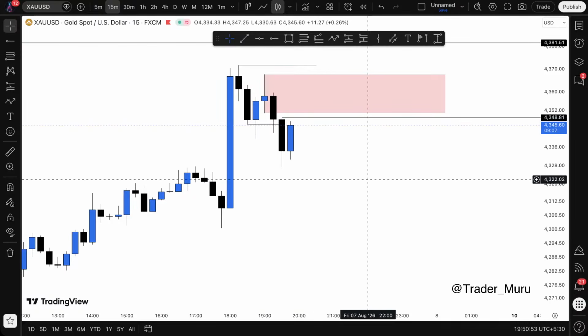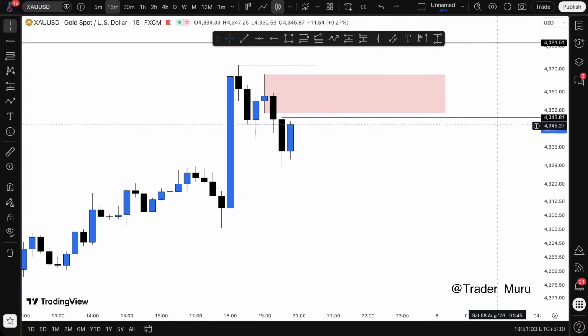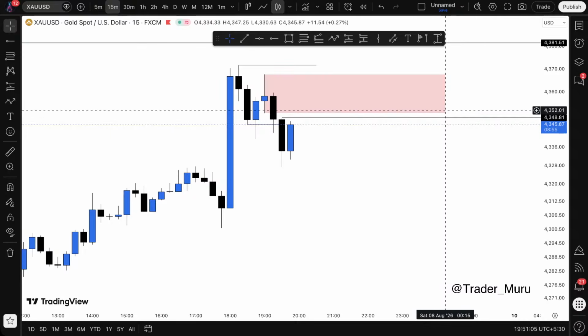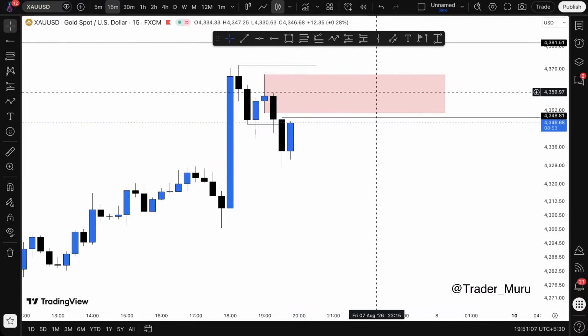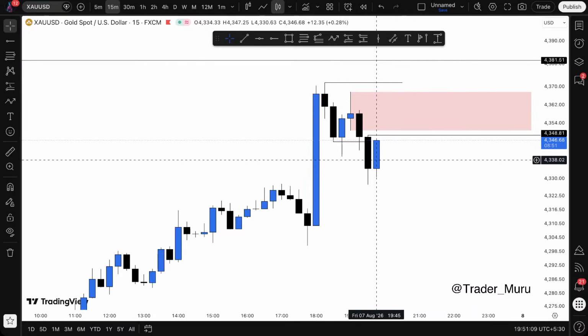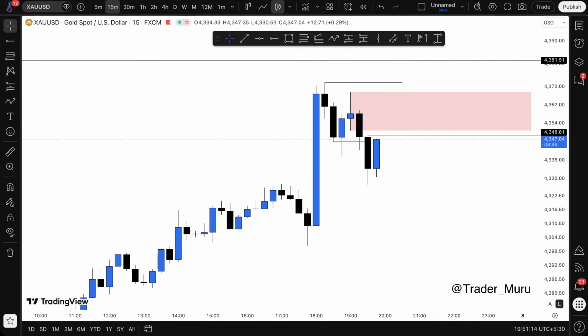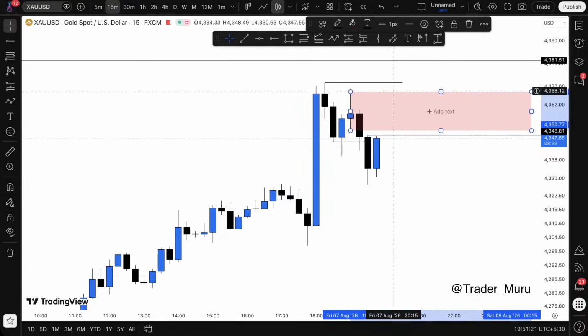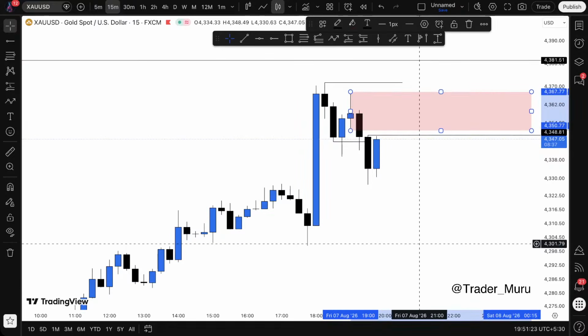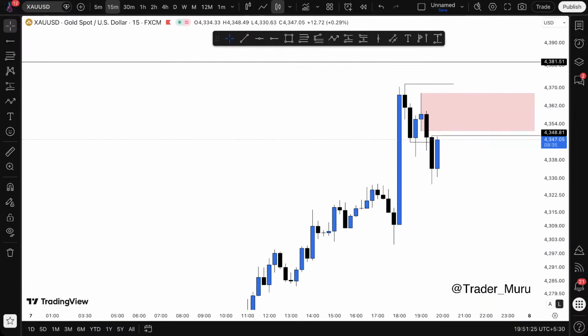Gold will bounce back to 360, what 360, 4360. Your confirmation here is just a touch of this area and close back below 4348. This is your confirmation. Then you can short here. Stop loss will be above this high. Target will be bottom areas.